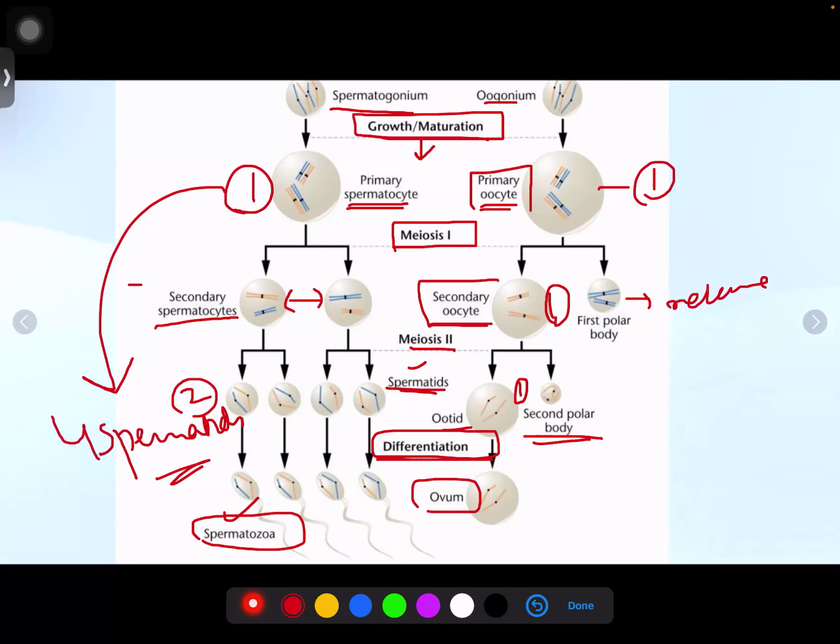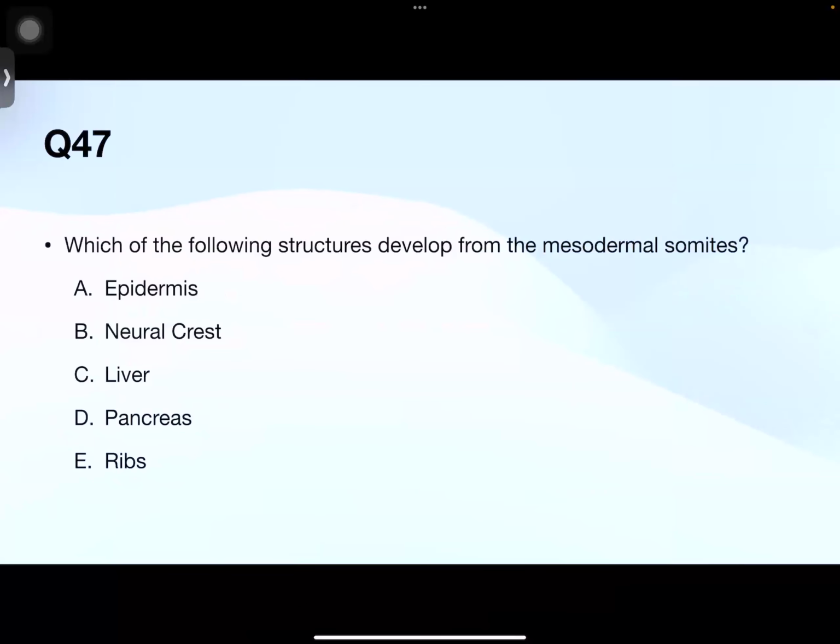So these steps are important. A question may ask what the final cell after meiosis 1 is. So after meiosis 1 there is secondary spermatocyte and secondary oocyte. After meiosis 2, spermatids and oocytes are formed. Okay. And then they undergo differentiation into ovum and spermatozoa.